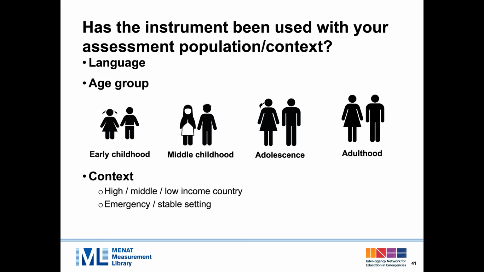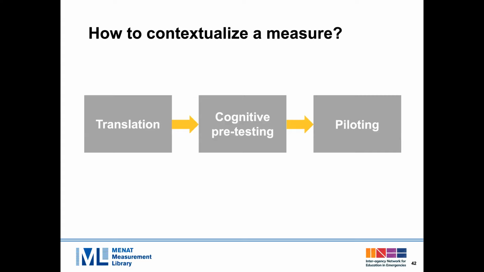the users would need to engage in a process of either adapting and contextualizing the measure, which I will discuss in more detail, or just finding a different instrument. For the process of contextualization, if some of the instruments have been used with Syrian refugees, but you are interested in using them with internally displaced people in Nigeria, which is a completely different context and language, then you need to engage in a process that involves translation of the instruments.